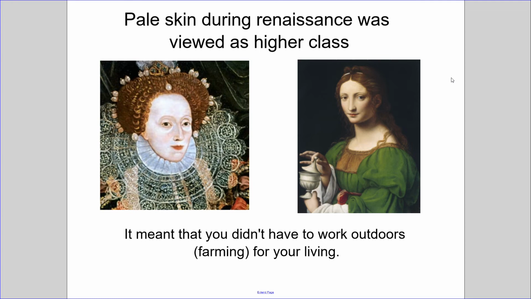One interesting thing about skin color, not that this has to do with genetics, but more a cultural thing, is that pale skin during the Renaissance was viewed as higher class because it meant that you didn't have to work outdoors and you were protected from the sun. That's why you'd see these aristocrats with very white and pale faces. They'd even go as far as to powder their faces to make them look very, very pale.